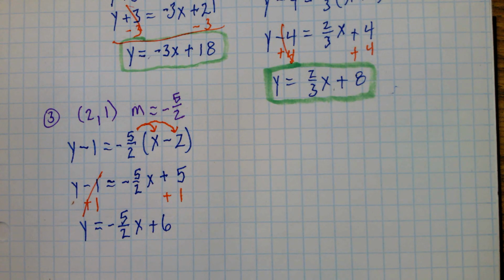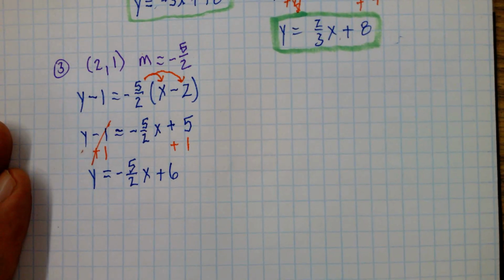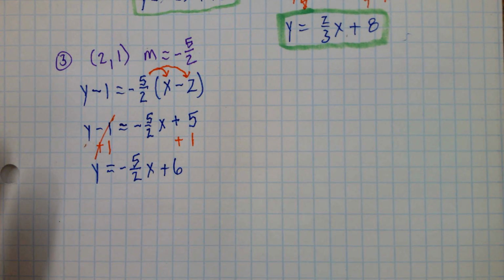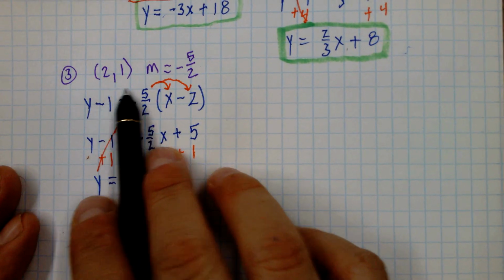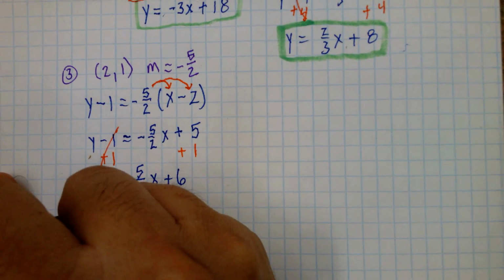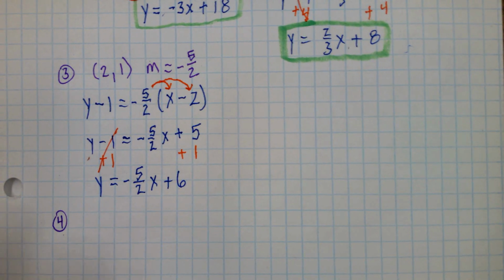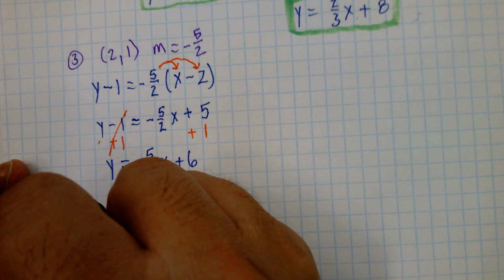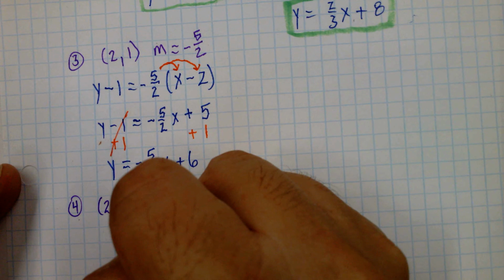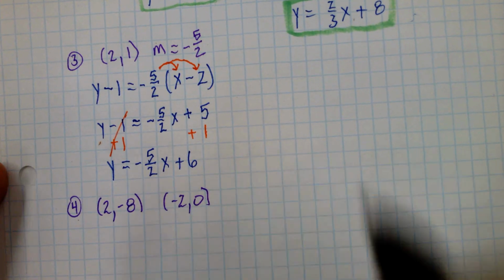All right. We're going to do 2 more examples. So we're going to do the same thing, except this time we're not going to be given a point and a slope. We're just going to be given 2 coordinates, 2 points. Okay, so this is going to be number 4. We still want to write an equation in slope-intercept form, but we're given 2 points. So for example, 2, -8, and then -2, 0. Okay.